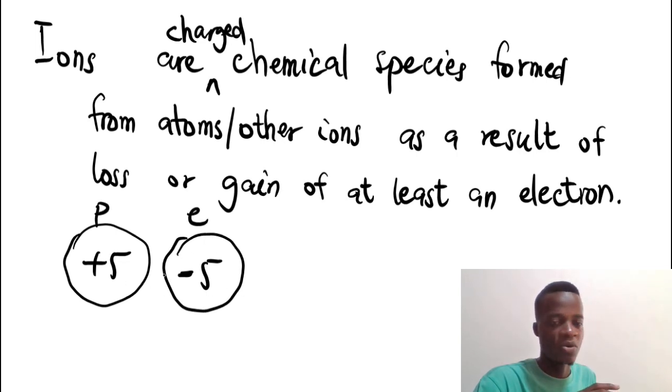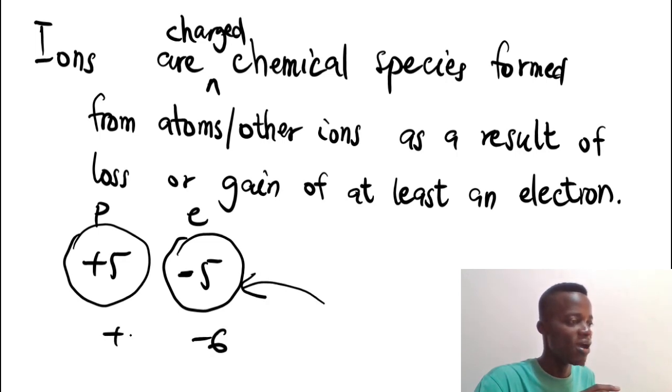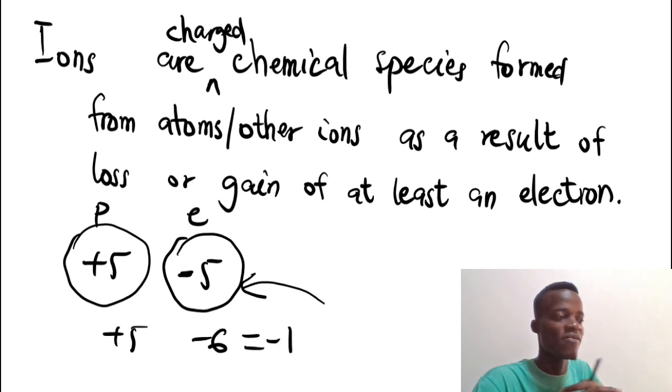But these are neutral atoms because they all have the same charge. But in the formation of ions, the protons are fixed. So what do we do if we add an extra electron from somewhere? We add it to this, it becomes negative 6. Now we have plus 5 and negative 6. We are going to have negative 1, meaning that we have added an electron.